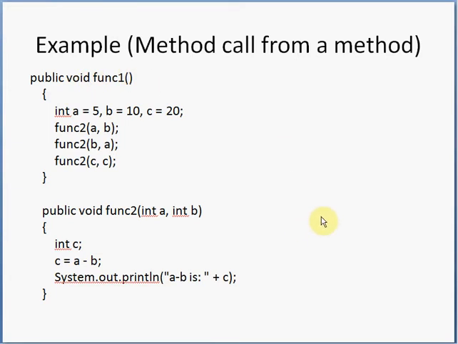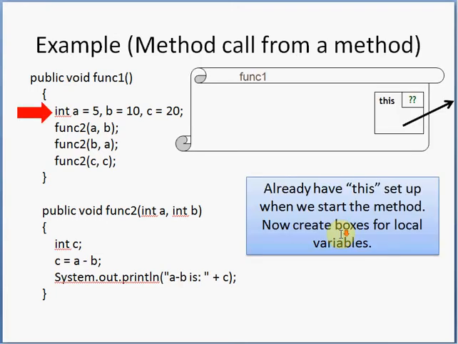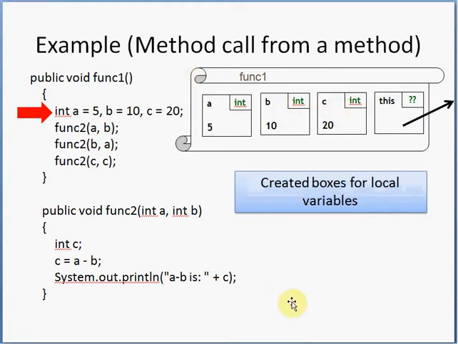So somebody's called func1. Func1 and func2 are both members of the same class, and somebody's running func1 already. So func1's already running. We've got this set up. I don't know what this is pointing to, but you can imagine this is pointing to something. And the first line of code says A gets 5, B gets 10, C gets 20. That's initialization and declaration of 3 variables. So 1, 2, 3: 5, 10, 20. Great.